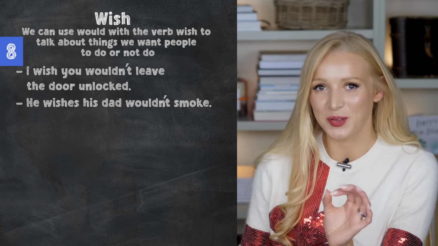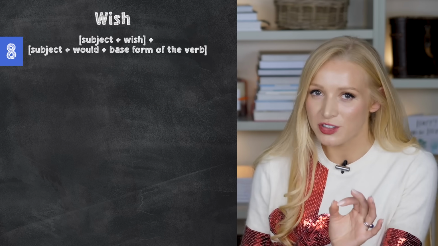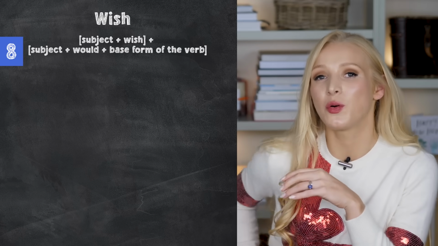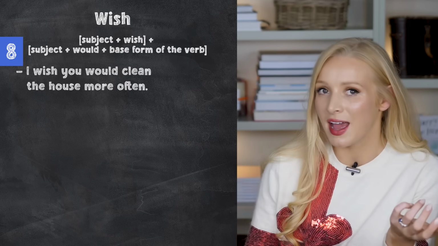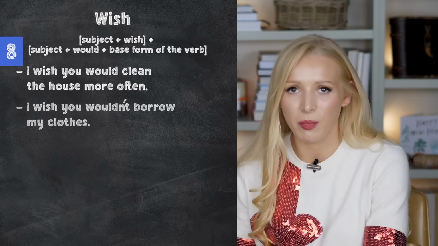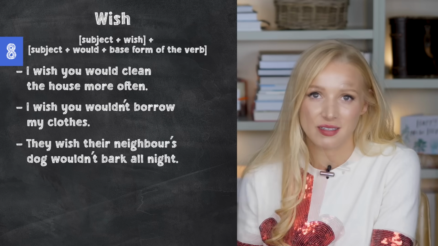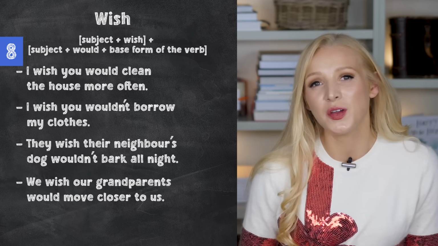The structure is as follows. Subject plus wish plus subject plus would plus the base form of the verb. I wish you'd clean the house more often. I wish you wouldn't borrow my clothes. They wish their neighbour's dog wouldn't bark at night. We wish our grandparents would move closer to us.